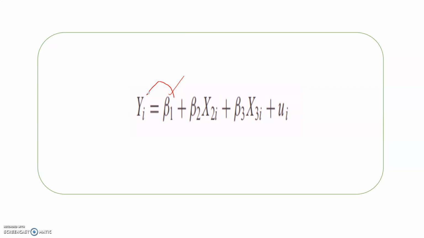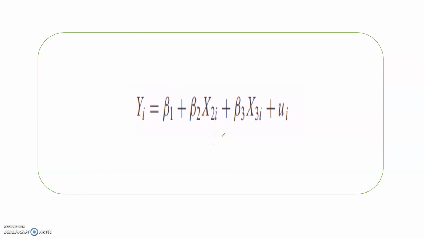And if we set the values of x2 and x3 to be 0, then in that case our y is going to be equal to beta 1. And as far as beta 2 and beta 3 are concerned, they are slope coefficients. In a multiple regression function, they are also known as partial regression coefficients.